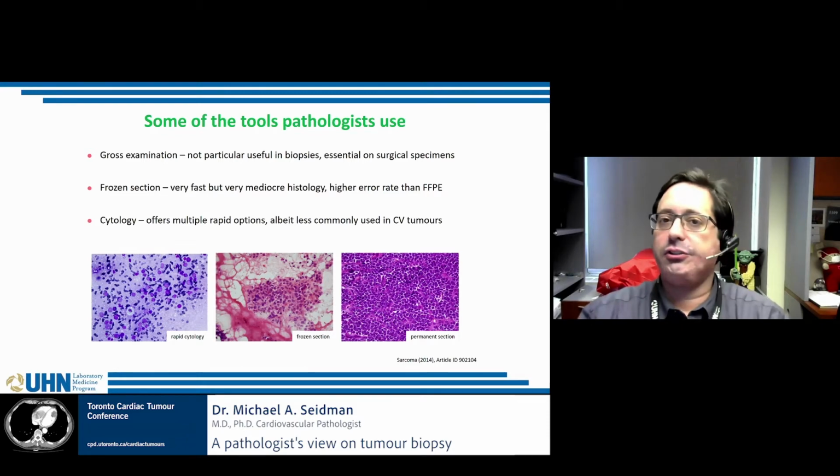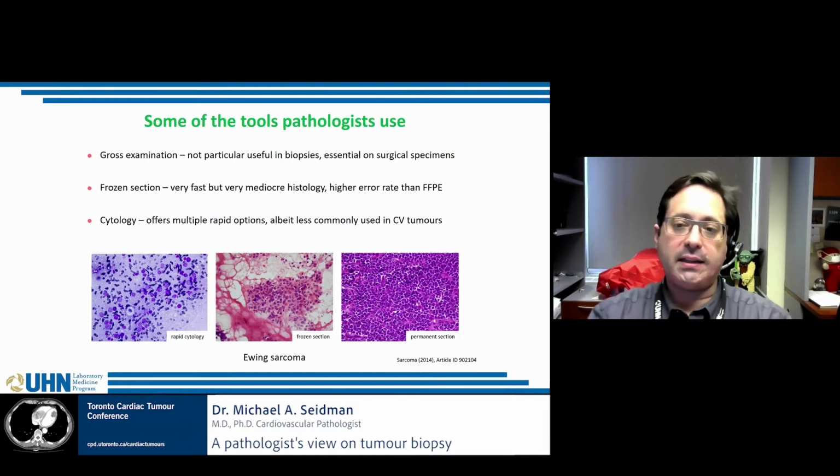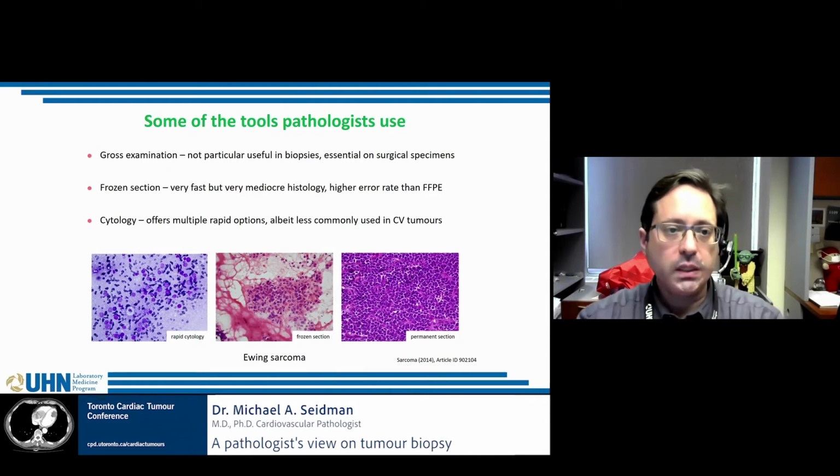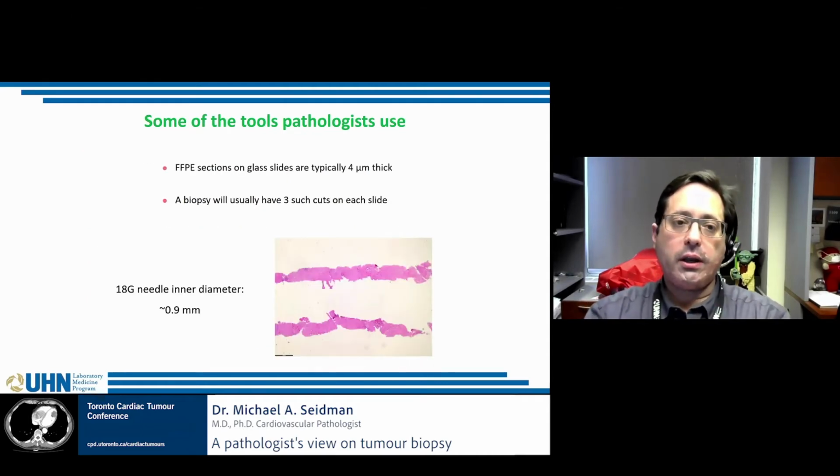And on the right, there is no question that that is a neoplasm. In fact, this was a Ewing sarcoma. So continuing along the tools we use, the workhorse continues to be paraffin sections.